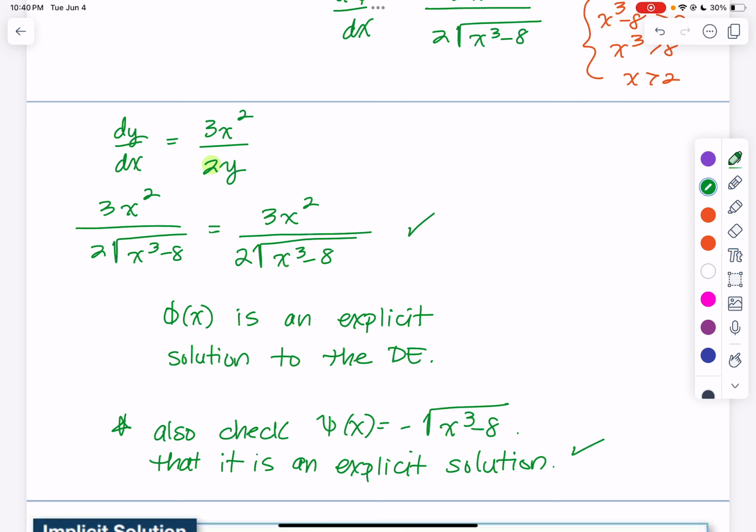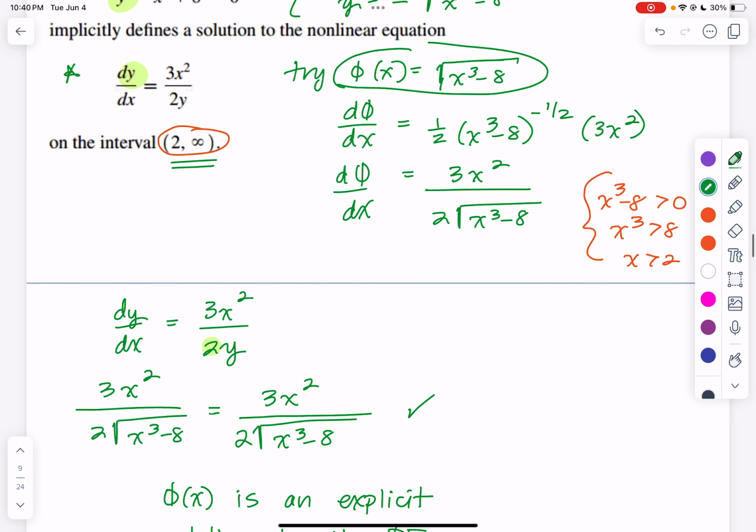Okay, just wanted to go back up right here and remove that circle.